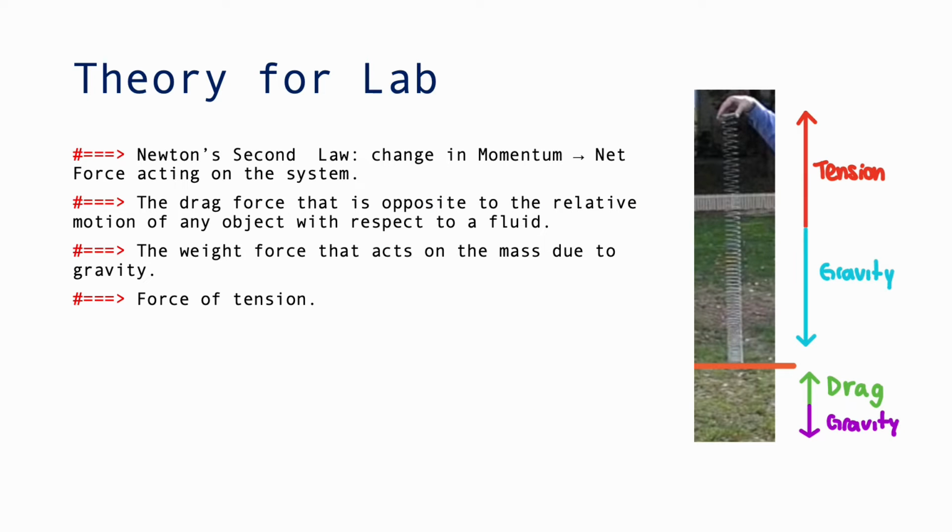Now in this slide, we can see an actual diagram of the motion that is happening with the falling slinky. The main principle we apply here is a change in momentum as the net force acts on the system. We have different forces: tension, pulling up, and gravity, the weight force that acts on the mass, pulling down. And then once the slinky compresses completely, we have the drag force and gravity acting upon the slinky.